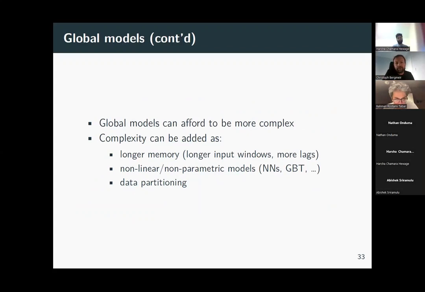So global models can afford to be more complex. And now the question is how to add this complexity well. You can add it as longer memory, so you just make larger input windows. You can obviously use nonlinear or non-parametric models, so you would now use a neural network, gradient boosted tree, or transformer, whatever you want. And you can also do some data partitioning. What that means is you're no longer training the global model across all the data, but only on some subsets. That's the reason why global model is not a good name, because often global models are not trained globally, but on subsets of your data.